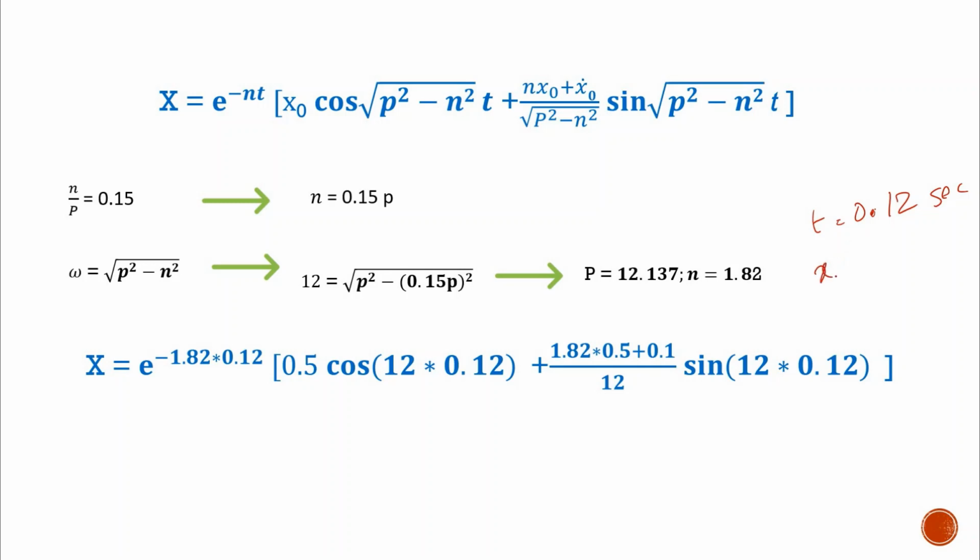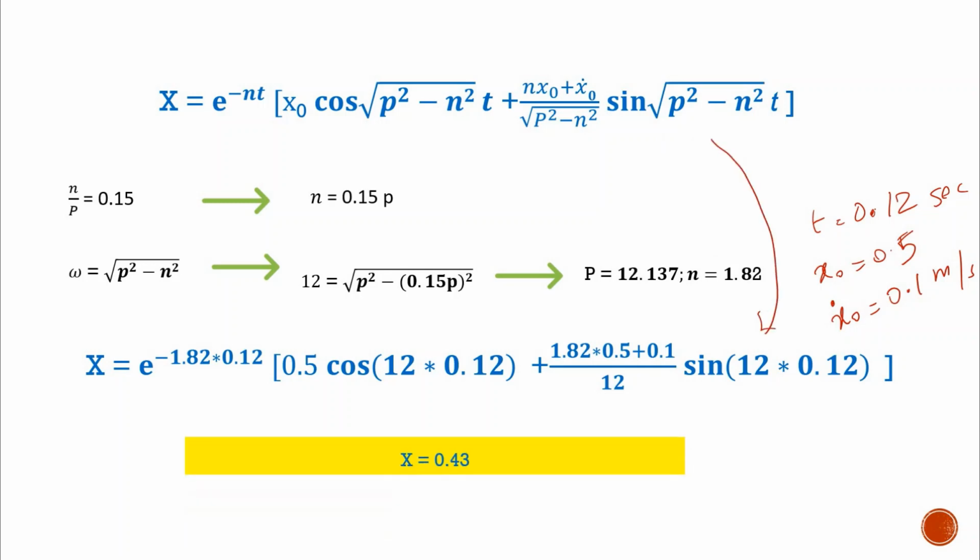Substituting these values, x0 was 0.5 meter and x dot 0 as 0.1 meter per second. Substituting all the values in this equation, you will get the value of x as 0.43. So this is the solution for this problem.